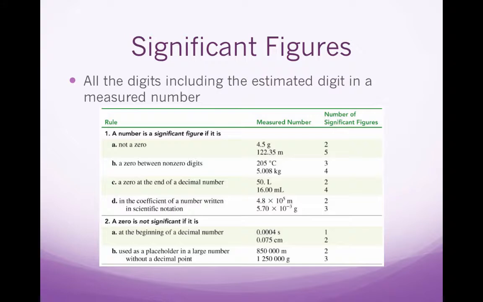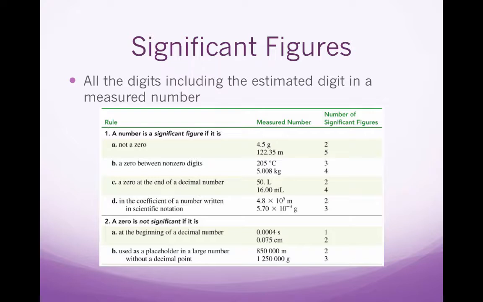Okay, and let's look at the rules for a zero not being significant. So 0 is not significant if it's at the beginning of a decimal number. So for example, 0.0004 seconds. The only significant digit is 4, so this has 1 significant figure. All of those zeros are just placeholders. The next example, 0.075 centimeters. The only significant digits are the 7 and the 5, so we have 2 significant figures. Again, those zeros are at the beginning of a decimal number, and they're just placeholders.